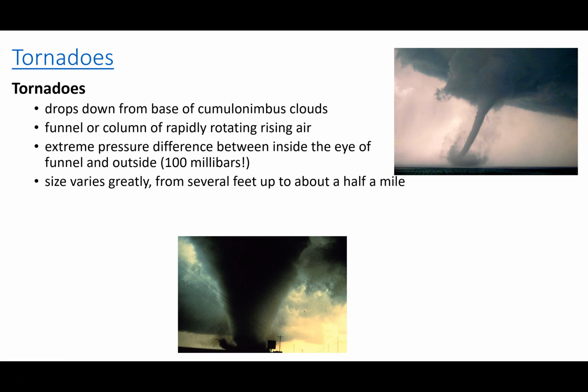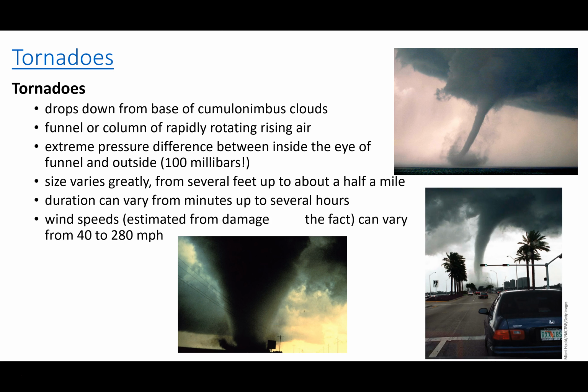Tornadoes, we have big ones, we have little ones. They can vary from just a couple feet wide to up to half a mile wide. They come with different names, like this would be a wedge tornado, and this would be a rope tornado. They last different lengths of time, minutes up to several hours. How fast they rotate is tied up in the destruction they create, which is how we assign ratings. We have F1, F2, F3, F4, with F5 being the worst.